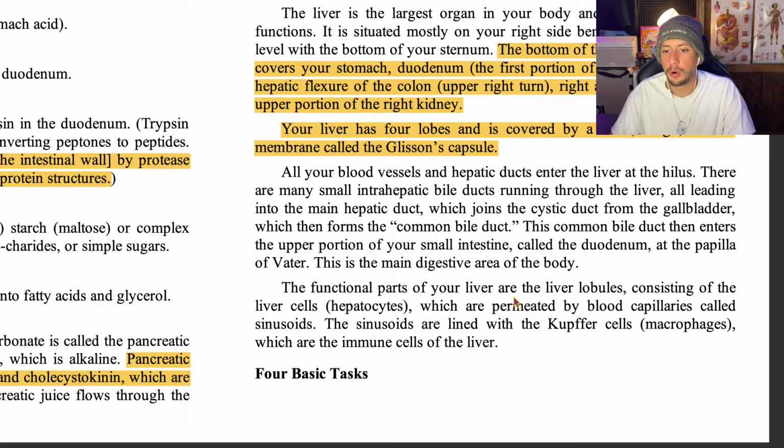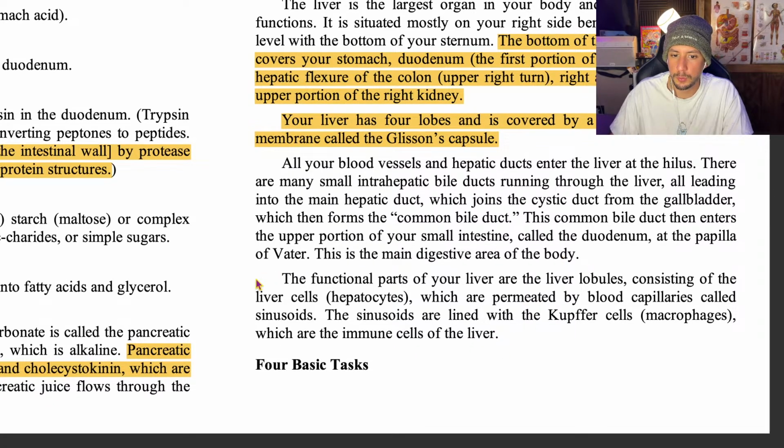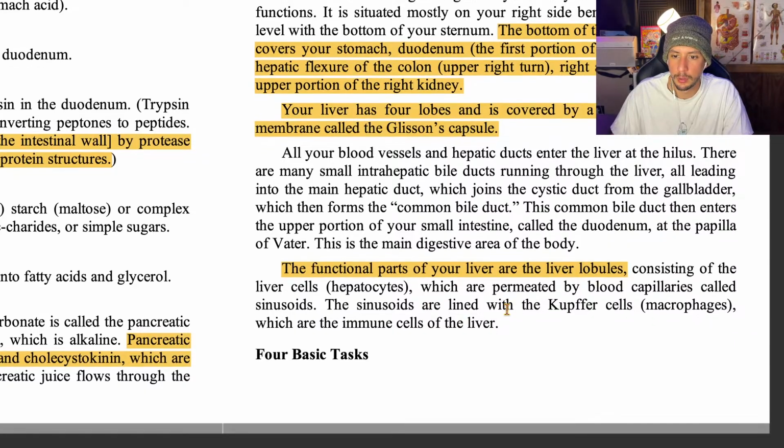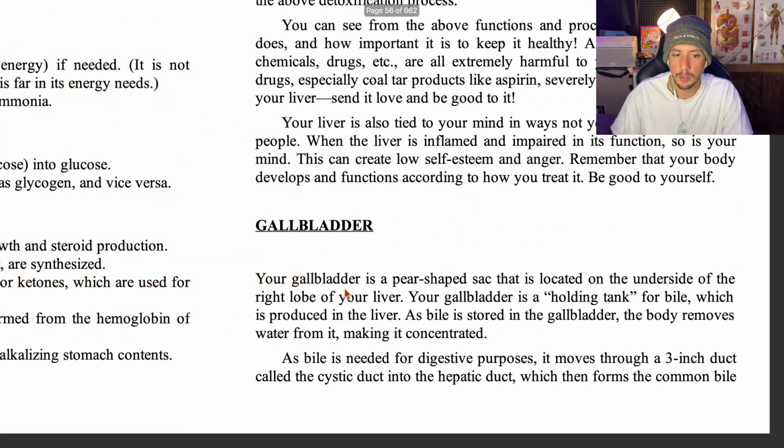The functional part of your liver are the liver lobules, consisting of liver cells, aka hepatocytes, which are permeated by blood capillaries called sinusoids. The sinusoids are lined with Kupffer cells, macrophages, which are the immune cells of the liver. So let's just remember this first part, that the functional part of your liver are the liver lobules, and it's very connected to the blood.